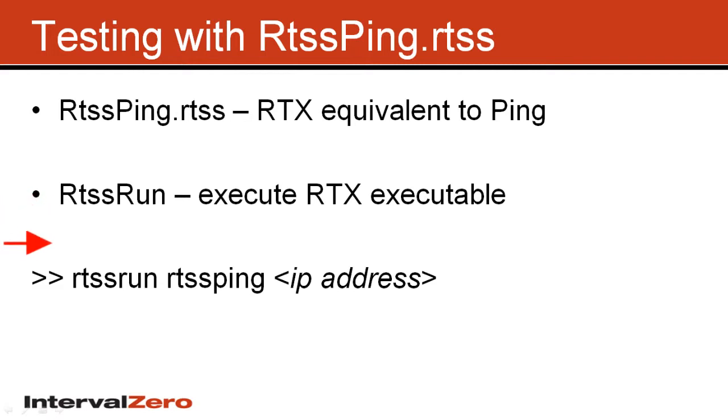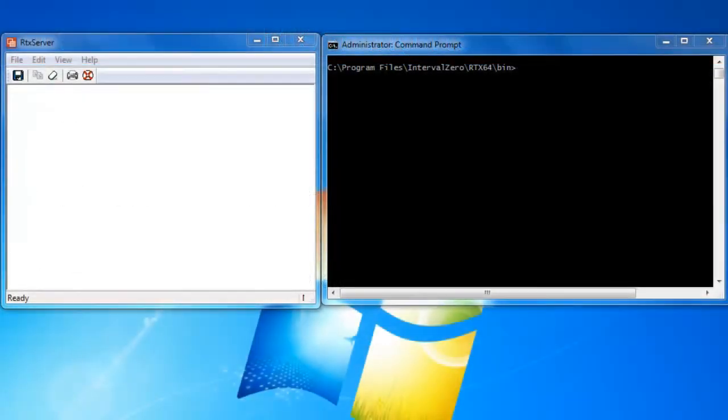So here is what we're going to enter at our command prompt: RTSS run, RTSS ping, and then the IP address that we know is valid. And so let's go ahead and do that and see what happens. Now, just to make sure everything's working properly, we're going to do a simple ping to make sure that the real-time stack is communicating correctly across the network interface card.